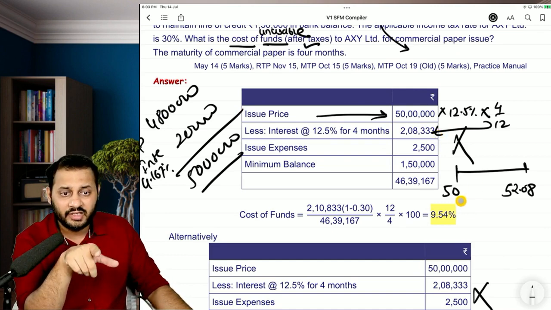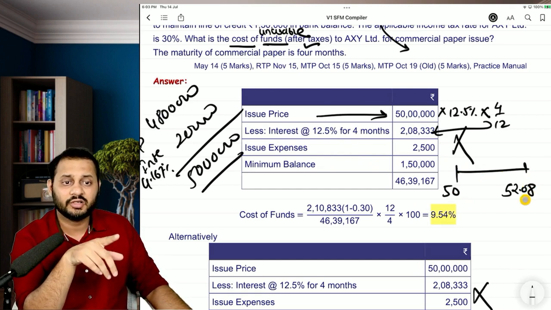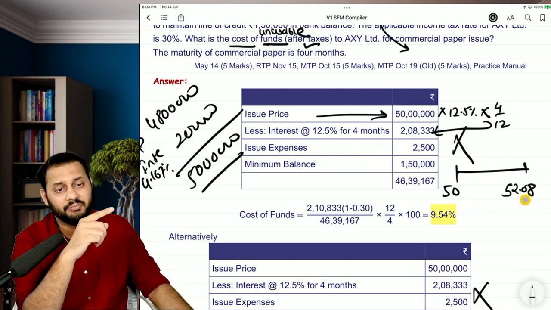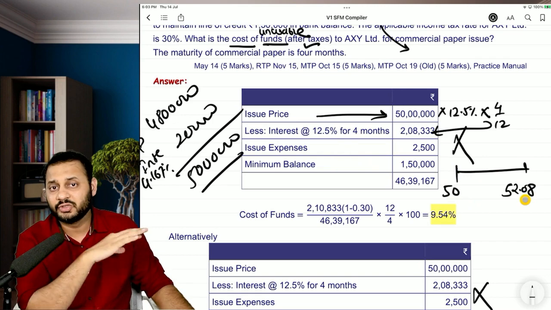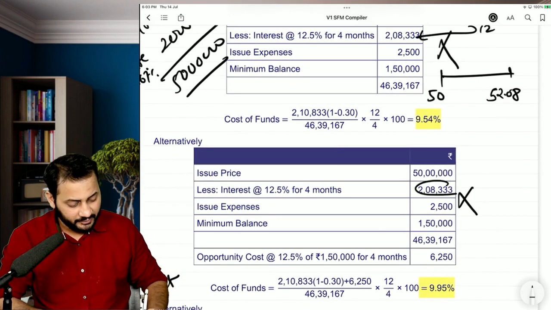They are saying 50 and above that 12.5% will be paid as an interest. So the repayment that will be made at the end will be 52.08, which is completely wrong. This is also completely wrong because of the same interest, right?